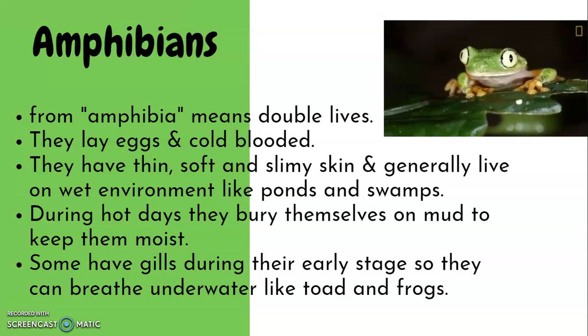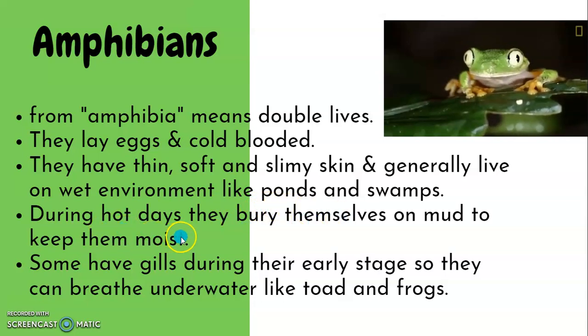The third one is the amphibian, from the word amphibia, which means double lives. They lay eggs. They are cold-blooded. They have thin, soft, and slimy skin, and generally, they live in wet environments like ponds and swamps. So, meron silang manipis, malambot, madulas at mamasa-masang balat, at karaniwan sila'y nakatira sa mamasa-masang lugar katulad ng sapa at ilog.